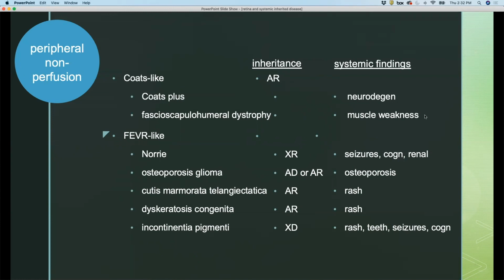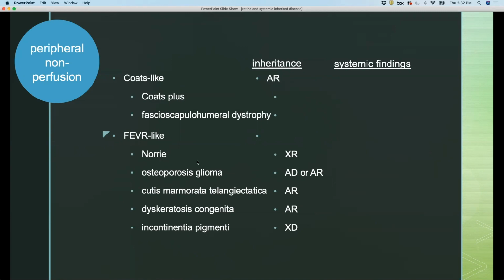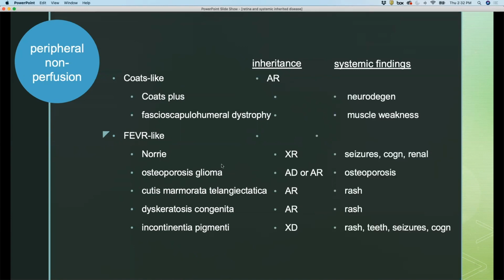And then with facioscapulohumeral dystrophy, they have muscle weakness. And then for Norrie disease, they can have seizures, cognitive dysfunction, and renal problems. And then, as we talked about, for all these 3 diseases, they have some sort of characteristic rashes that look really strange. You can Google them. They appear when they're newborn, and they might go away later on.